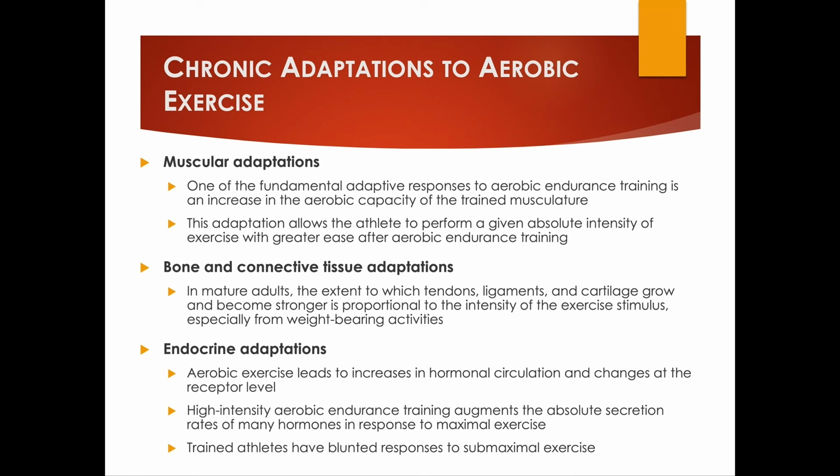And then bone and connective tissues, so mature adults, the extent to which tendons, ligaments, and cartilage grow and become stronger is proportional to the intensity of the exercise stimulus. It says especially from weight-bearing activities. You got endocrine adaptations. This leads to hormonal circulation and changes at the receptor level.